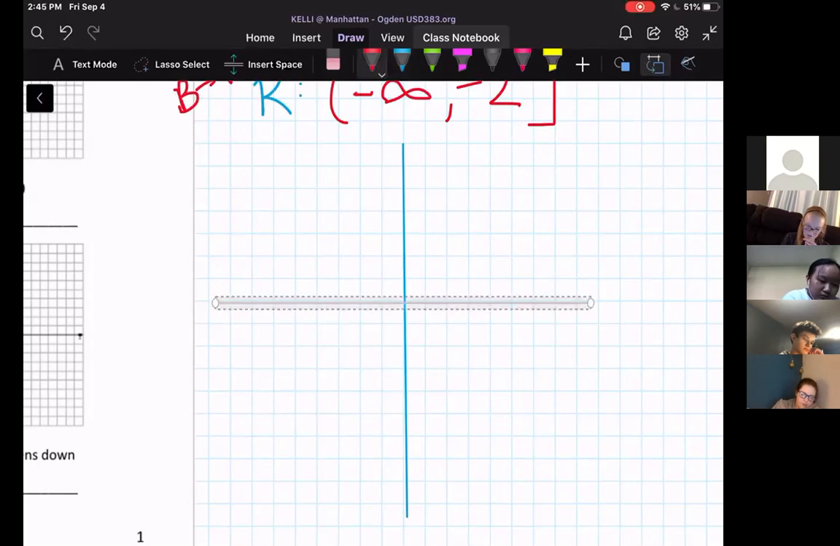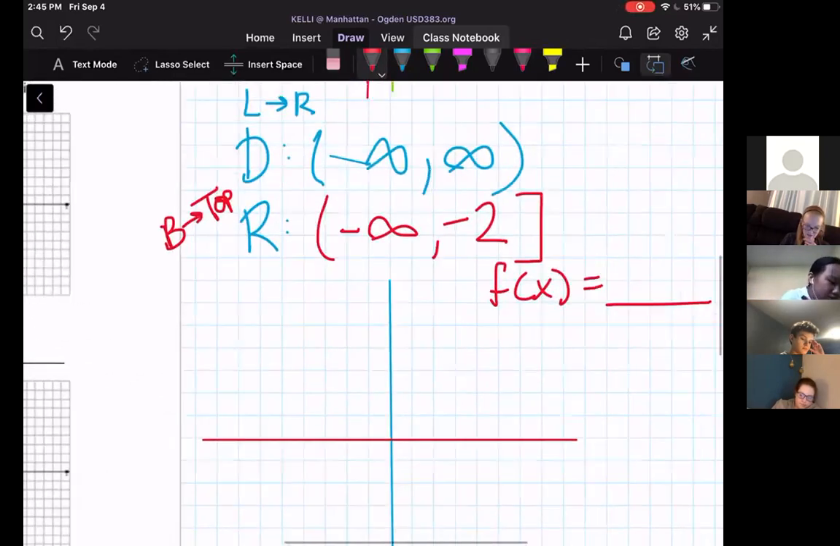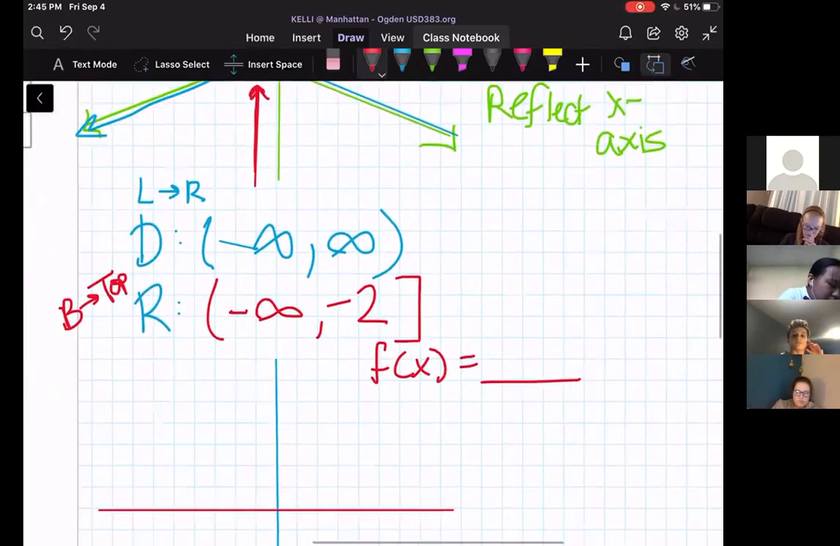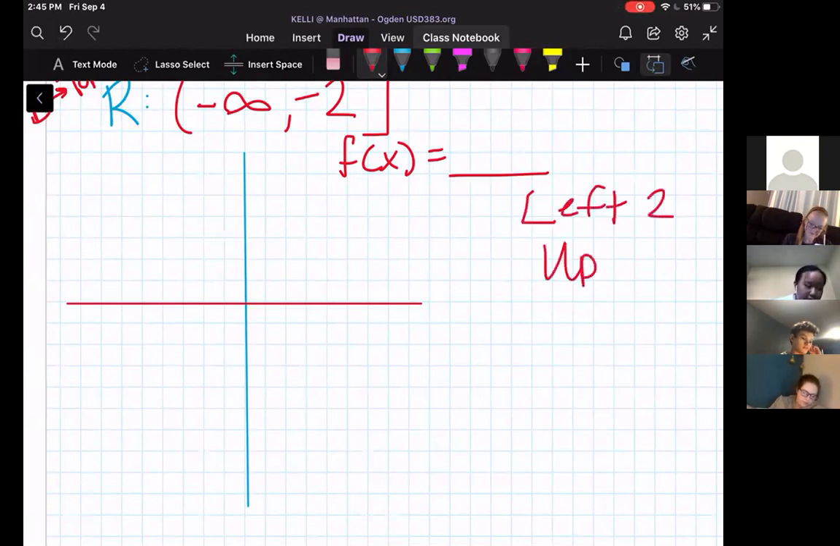We don't know what f of x is, but we do know what direction it went. Somebody read that one to me, the second to the bottom one. What directions did it go? Left 2, up 5, stretch 4, and then reflect across the x-axis. All right, thank you.